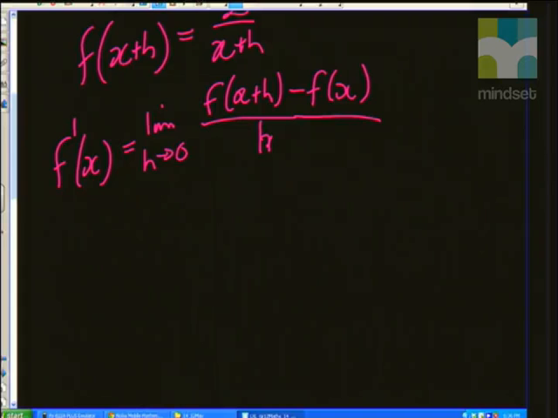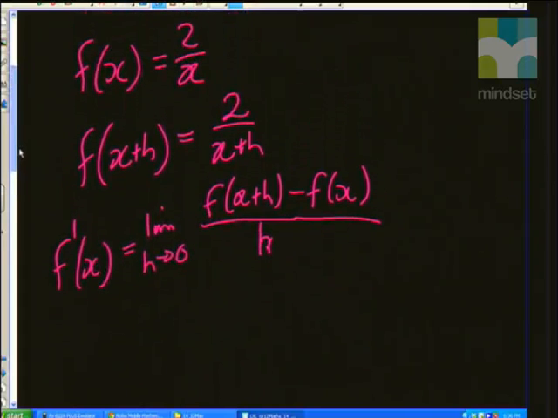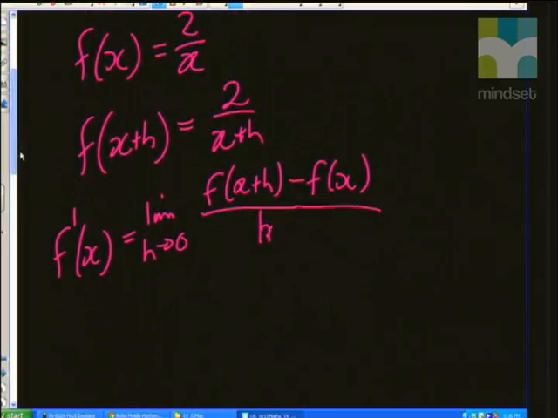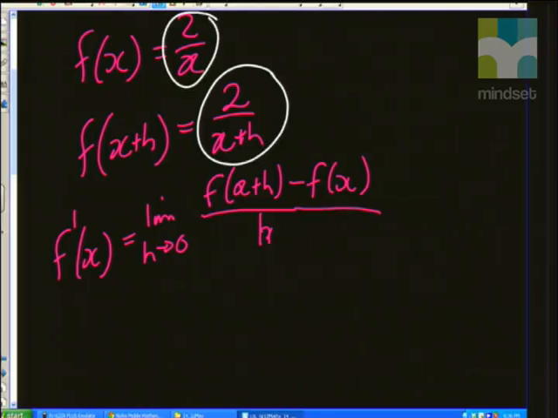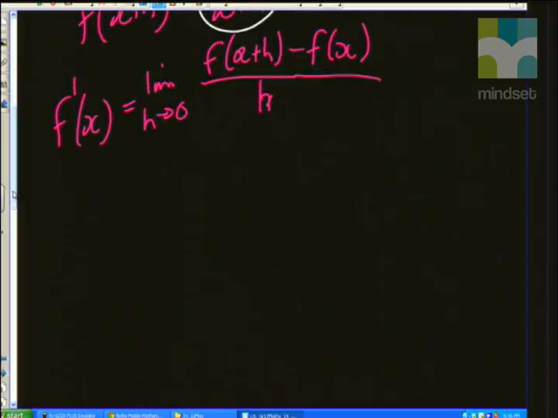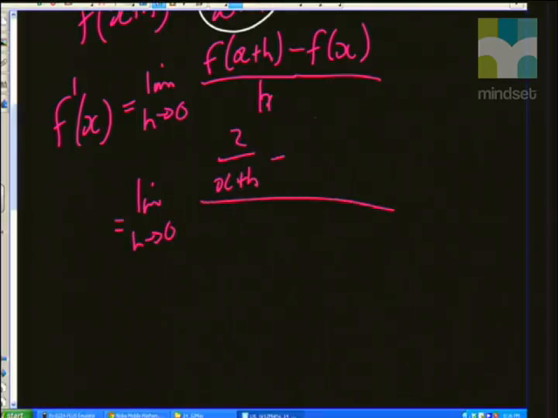And so now it becomes a little bit of an algebra problem, because all we've got to do is take this input and that input and put them into the equation. And we do that without forgetting in each line to write down the limit as h tends to 0. And I'm going to put that in now. So I'm going to say 2 over x plus h minus 2 over x, and at the bottom line h.